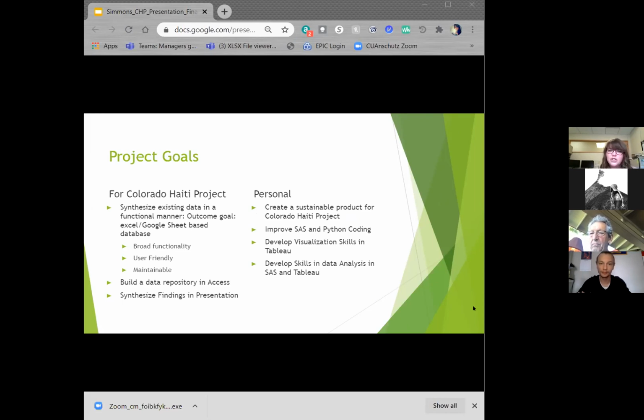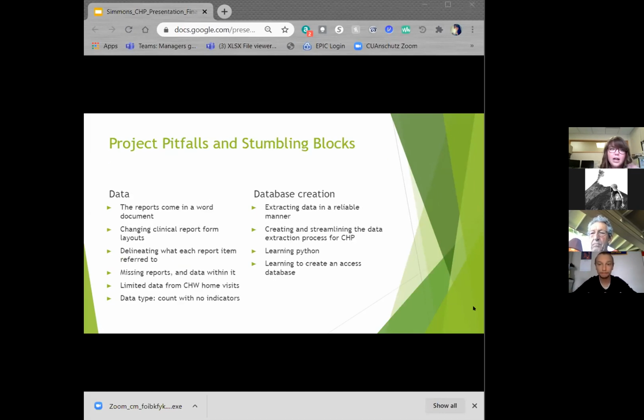So we also thought the creation of a single access database might be useful as a data repository, but that could be stored in the office and only accessed when new reports were generated, just as like a home for those. So as part of this project, we ran into a few stumbling blocks along the way, both in terms of the data itself and what it could be used for, as well as the creation of the database.